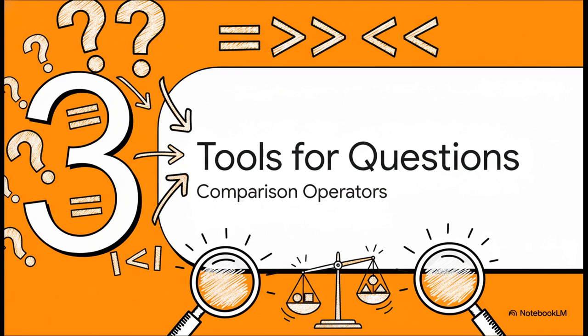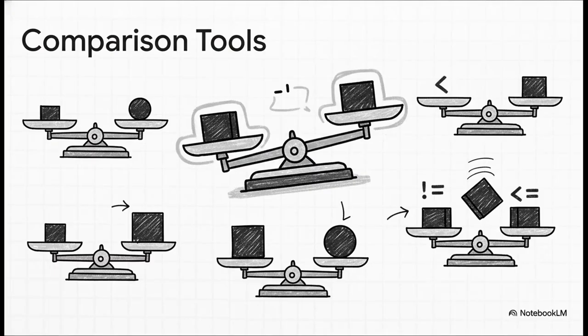We've done the math, but now we need to ask questions about the results, and this is where comparison operators come into play. This next set of tools is all about comparison. Now, notice that double equals sign. That's a super important one. In Python, that's how you ask, is this really equal to this? The others, like not equal, greater than, and less than, let your code take two different values and see exactly how they stack up against each other.